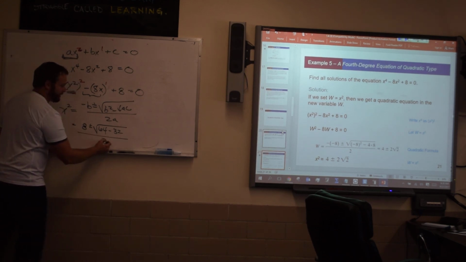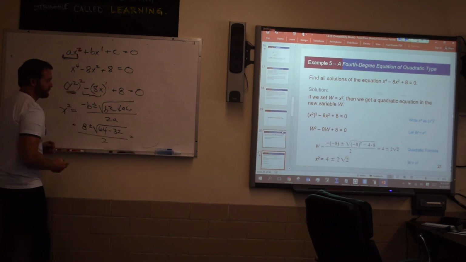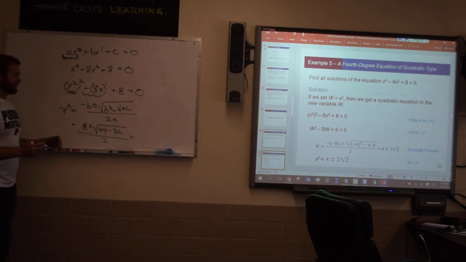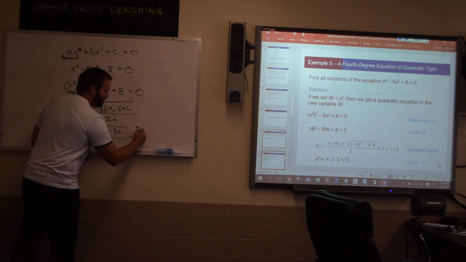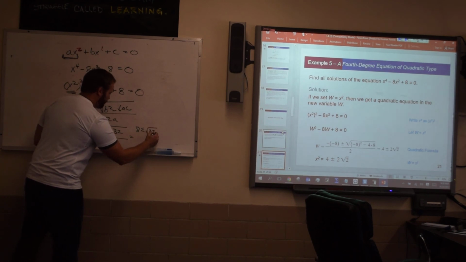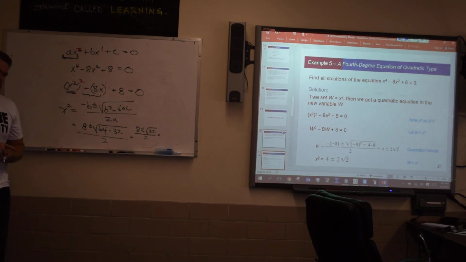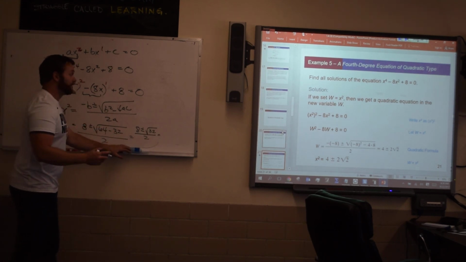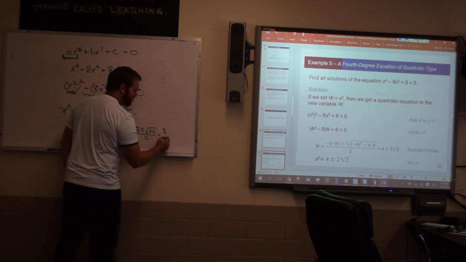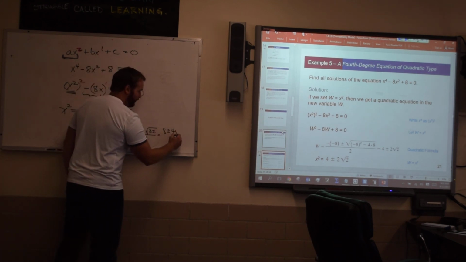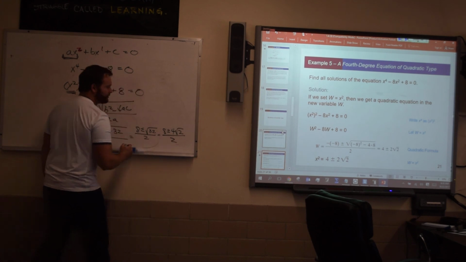And then all over 2a. Okay? That's going to give me 8 plus or minus radical 32 over 2. What is a perfect square that divides 32? It's the largest perfect square that goes into 32. 16. So I'm going to divide 16 out of there. Gives me 8 plus or minus 4 radical 2 over 2.